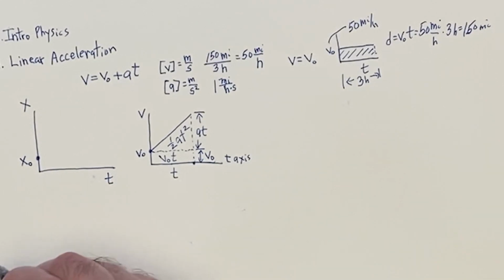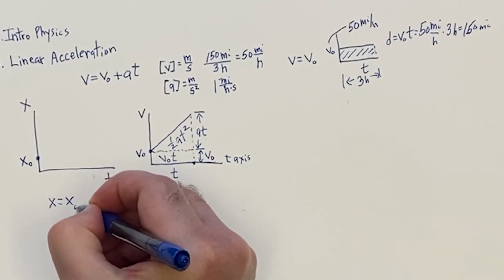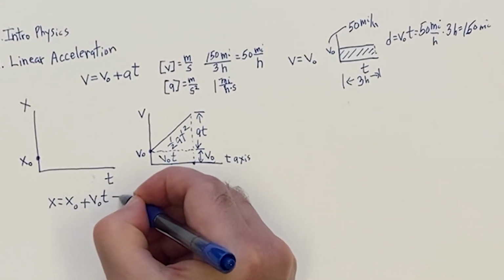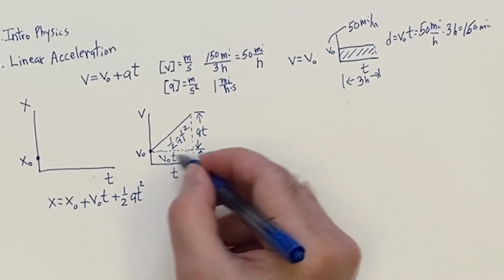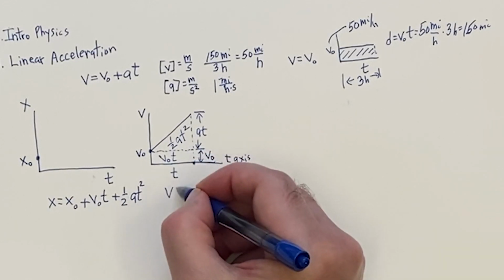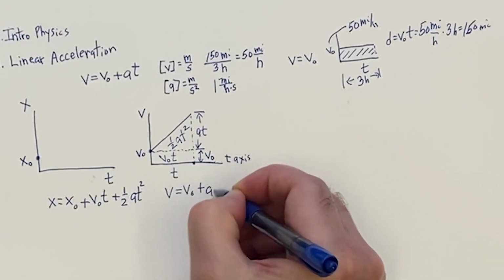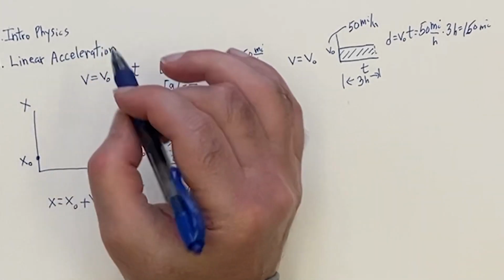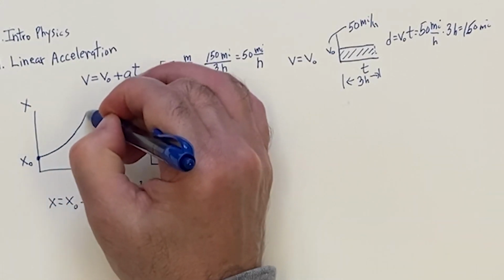So the general formula over here would be some initial position plus v naught t plus 1/2 at squared. And the graph that goes with this formula, we can write it underneath it like that. And this is an equation of a parabola, so it would go something like that.